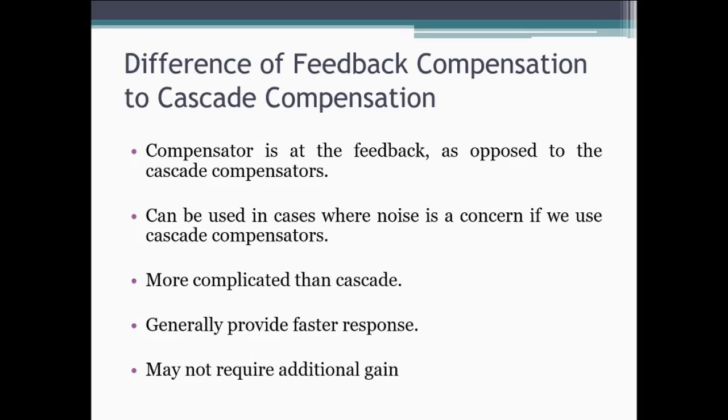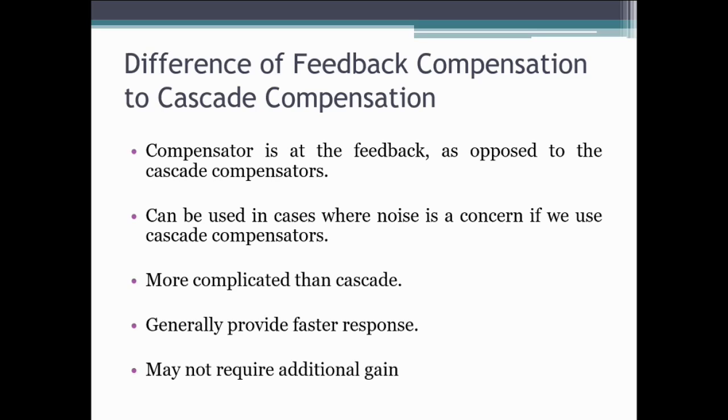First, the compensator is in the feedback path, as opposed to cascade compensators. Here, the compensator is placed in a feedback position for the whole function. It can also be used in cases where noise problems preclude the use of cascade compensation. It is more complicated than the cascade.